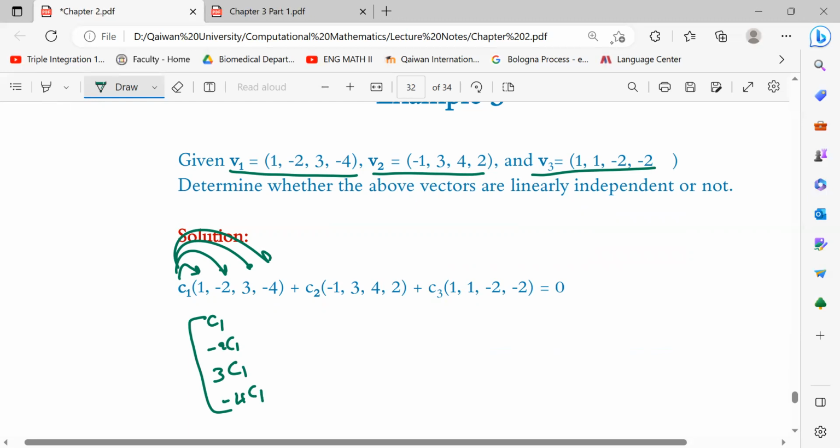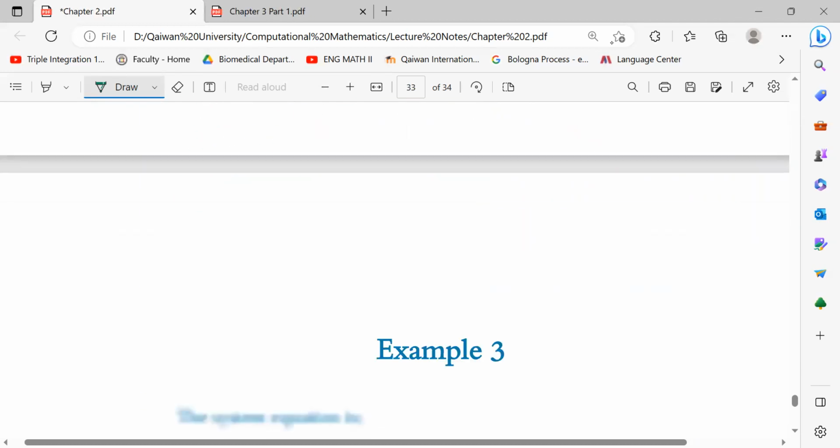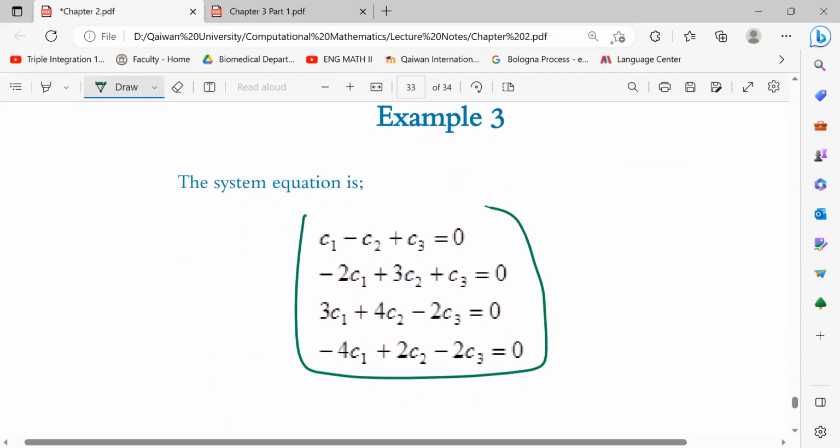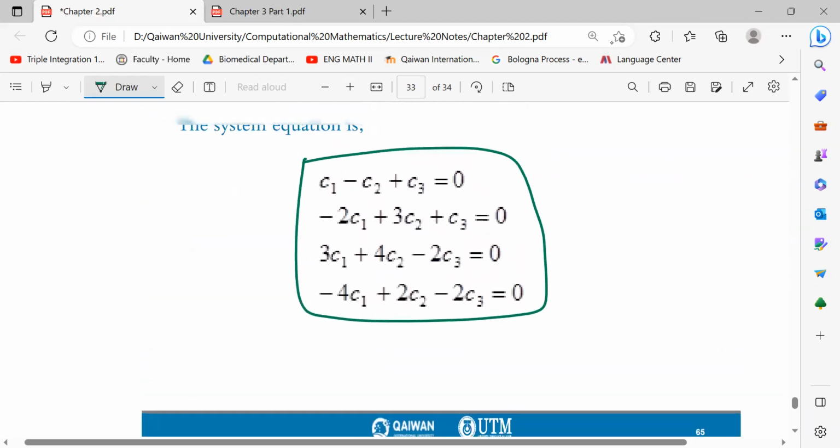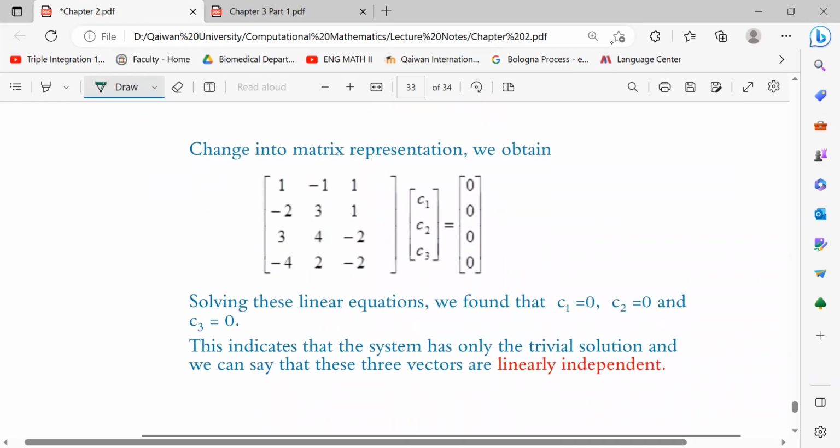Is it? That's it. Then for the second one and the third one, you get this system. Okay? Now you need to solve this system for C1, C2, and C3 and find their values. If all are 0, it means the vectors above are linearly independent. But if at least one of them is not 0, we say they are linearly dependent. That's it.